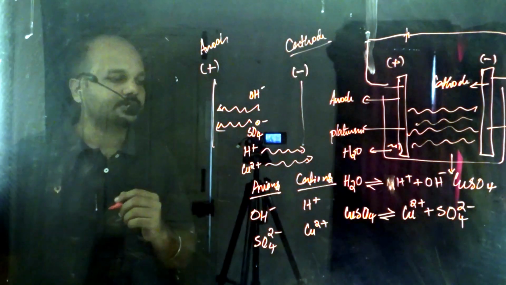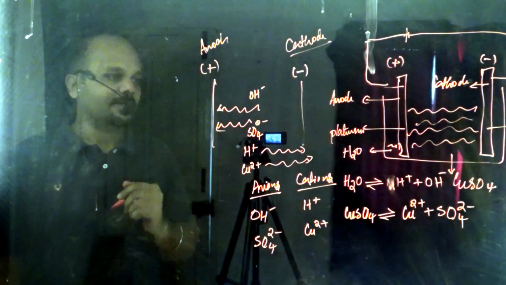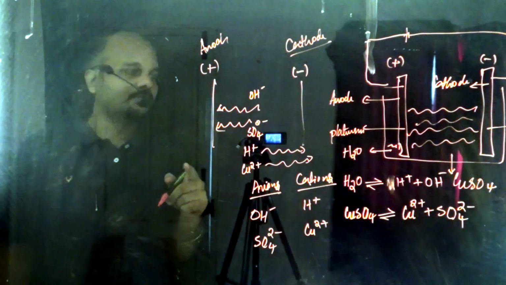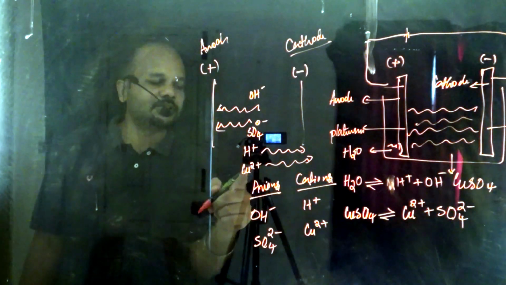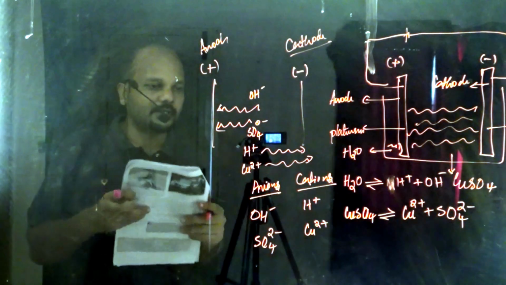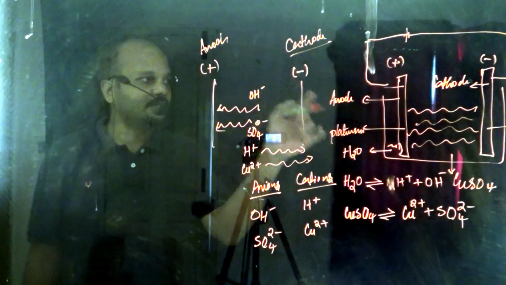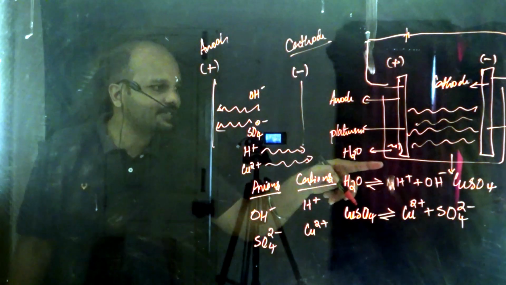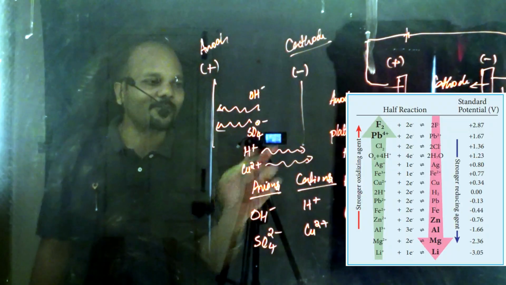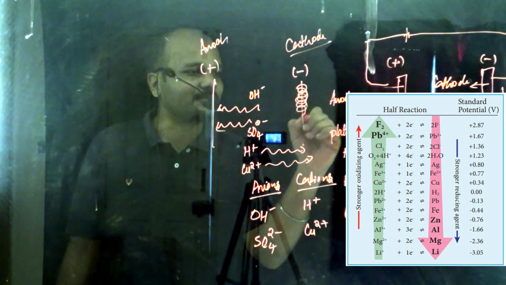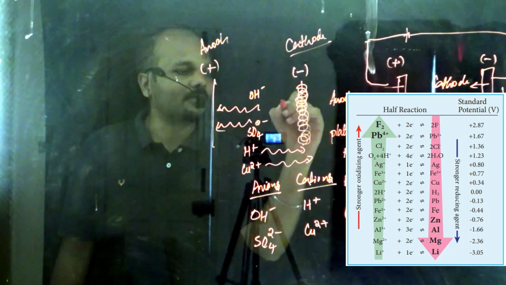This is the reality. Here at the cathode, H plus and Cu2 plus are there. Of course, if you check the electrochemical series, copper is coming below hydrogen. Obviously, copper will be depositing at the cathode. So the cathode will have the deposition of copper.